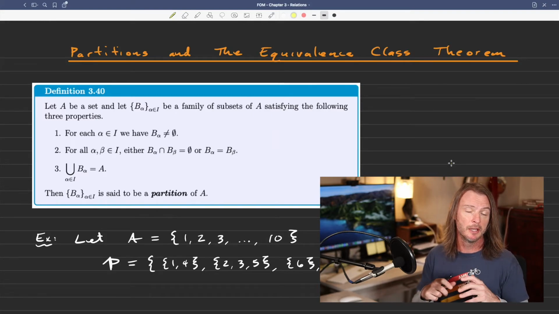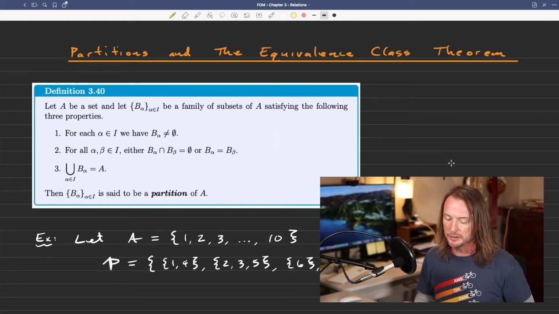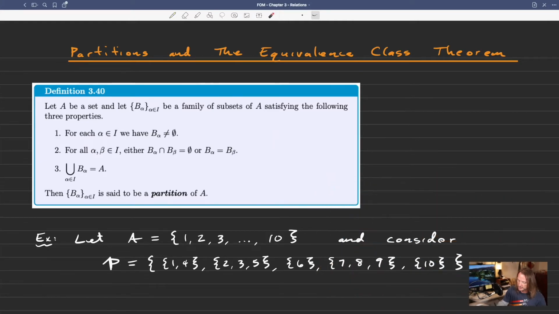They don't overlap. And the union of all these sets that we've chopped the big set up into should form the whole big set. And that's basically what the definition of partition is here in definition 3.40. So A is the set that we want to chop up into pieces, and the sets B alpha are the little chunks that we're going to chop A up into.